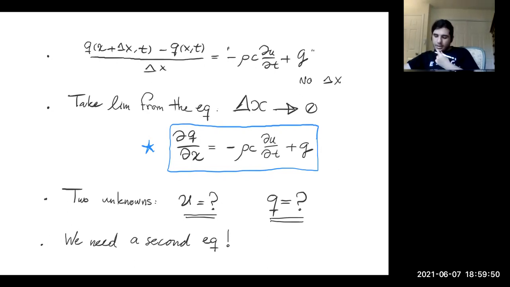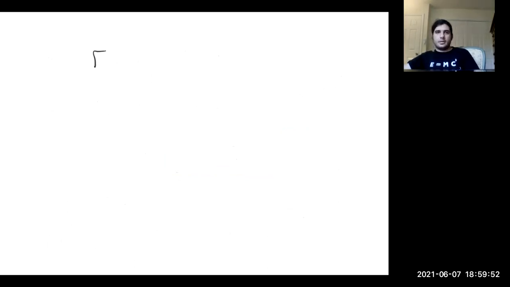This second equation is something called Fourier's law, if I remember it correctly. It's not related to Fourier series, it's just the same person. And this law says q is equal to minus a constant, which we show with kappa or k, times partial u partial x.